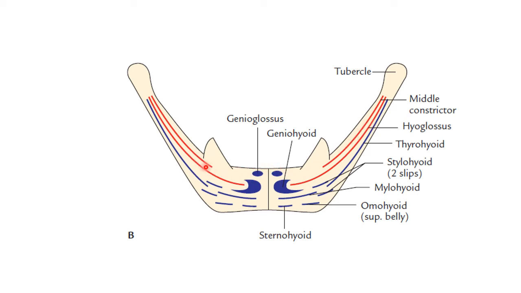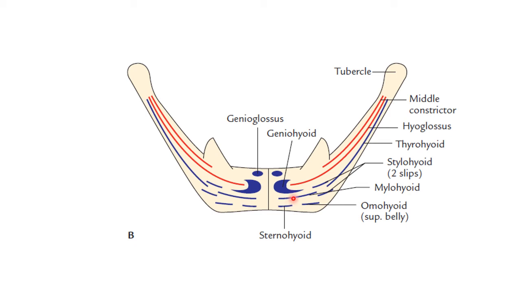Among the muscles of the oral cavity and pharynx, the middle constrictor muscle of the pharynx, the hyoglossus muscle and the genioglossus muscle are attached to the hyoid bone. Among the suprahyoid muscles, the stylohyoid by its two slips, the geniohyoid and the mylohyoid are attached to the hyoid bone.